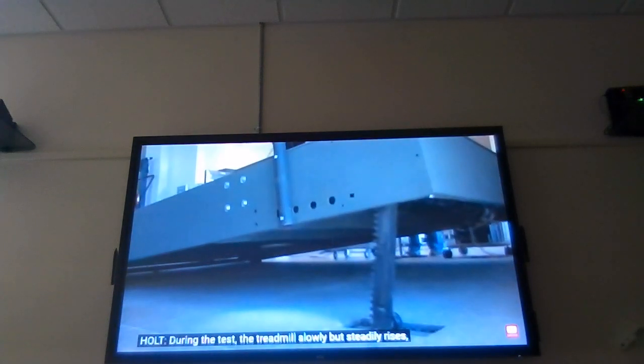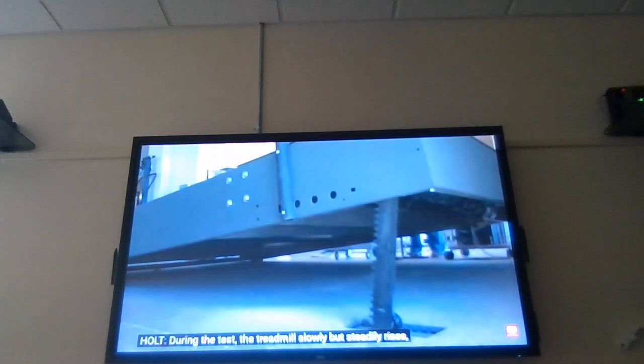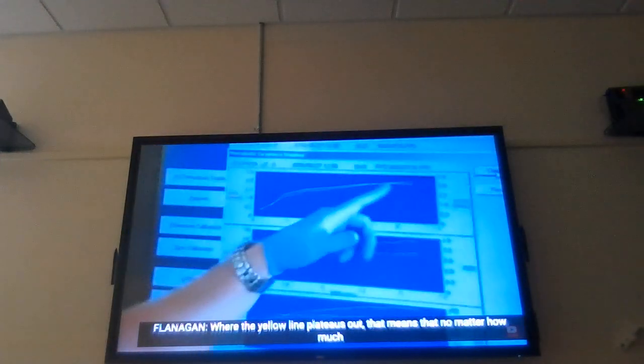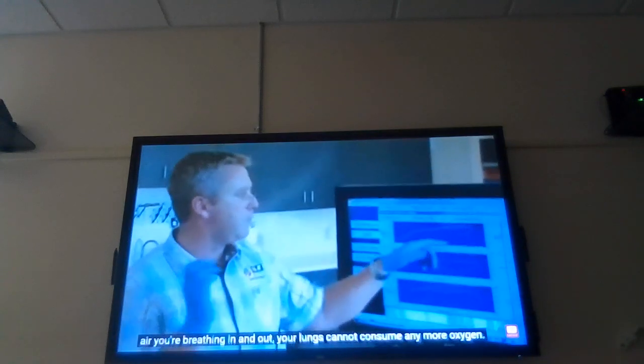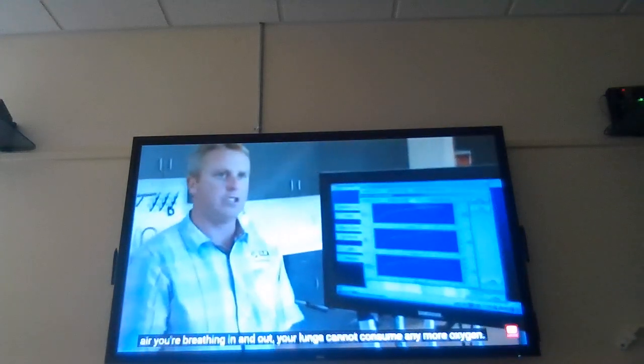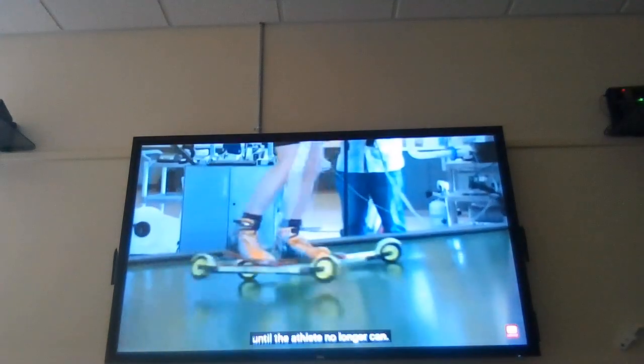During the test, the treadmill slowly but steadily rises until Stephen hits her max. Where the yellow line plateaus out means that no matter how much air you're breathing in and out, your lungs cannot consume any more oxygen. To ensure a true max has been reached, the test continues until the athlete no longer can.